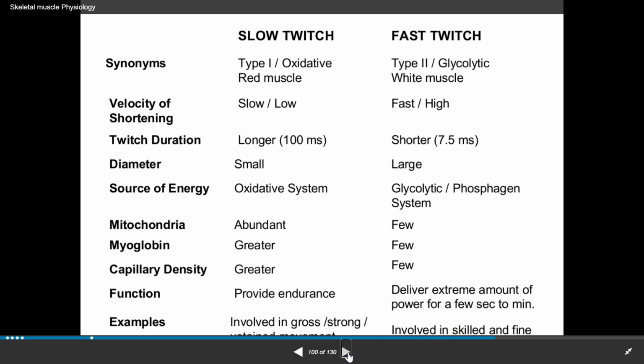And you can see there, slow twitch uses the oxidative system. Here you can use the glycolytic and phosphagen system.